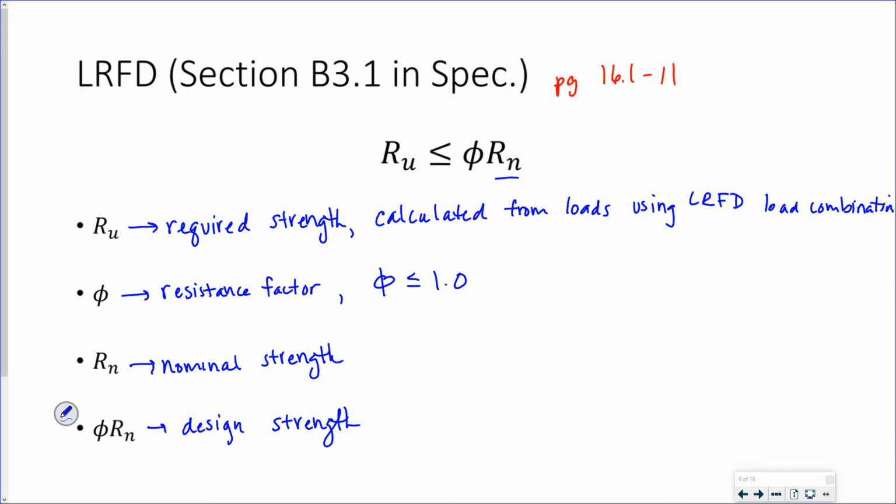So Ru, we calculate how much we need. Phi Rn, that's how much we can get out of the steel section and property that we've designed. And you better hope that you have more strength than you need, right? We need our design strength to be greater than our required strength. That is the LRFD method.